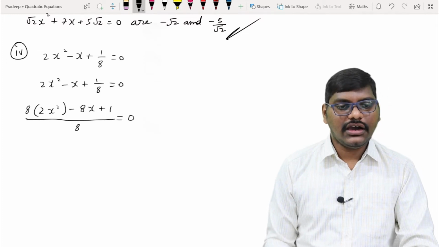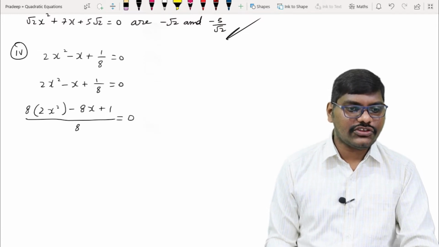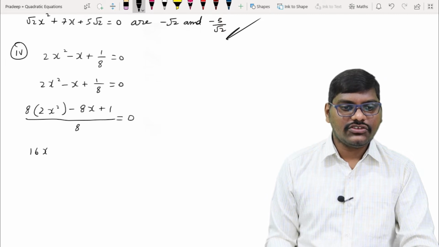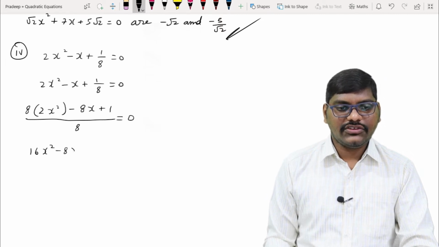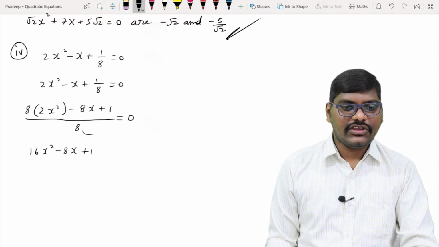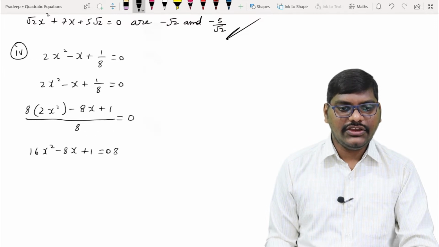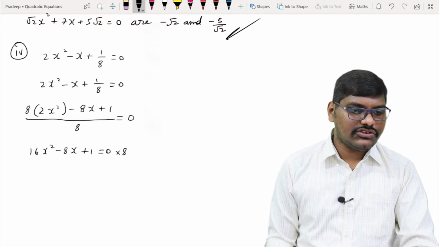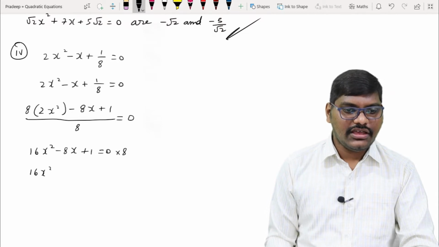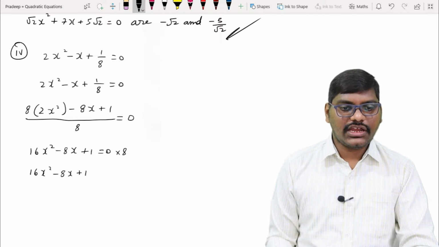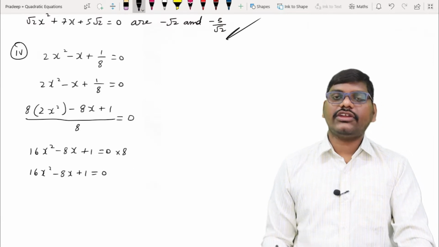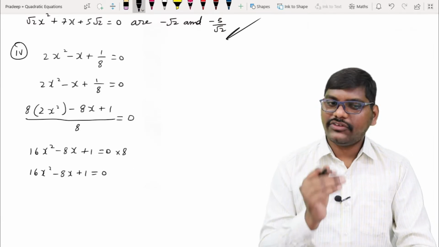Now here I'll make it more simple. 8 into 2 is 16, so 16x square, minus 8x plus 1. If I send this 8 to the other side, 0 into 8 is nothing but 0. So I can write 16x square minus 8x plus 1 equal to 0. This is the perfect quadratic equation which we got after simple solving.